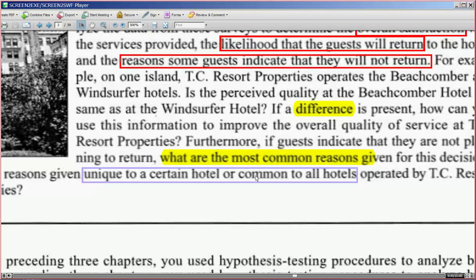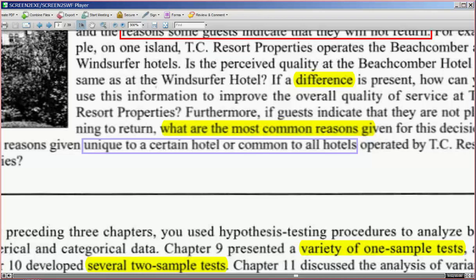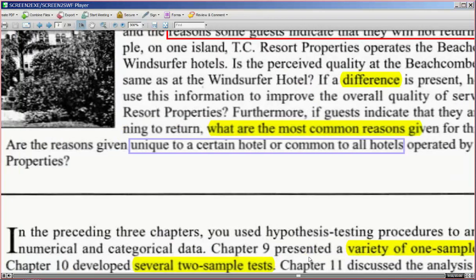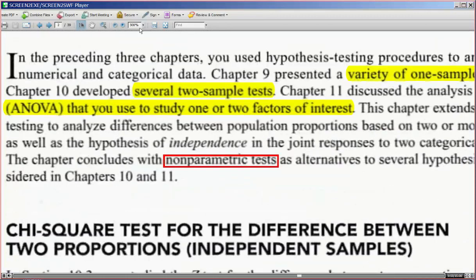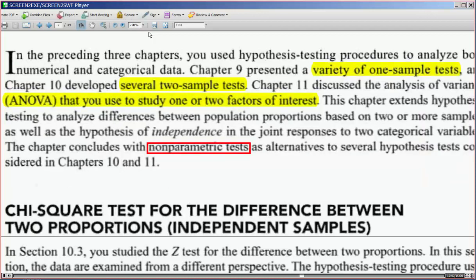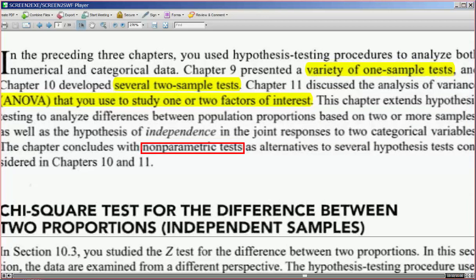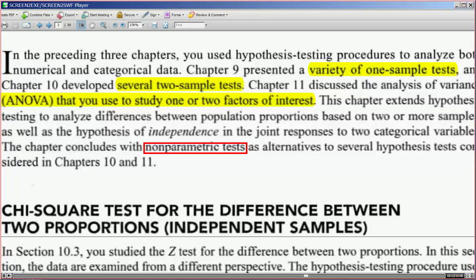Okay. Unique to certain hotel or common to all hotels operated by TC Resort Properties. Okay. In the preceding chapters, plural, in the preceding chapters, you used hypothesis testing procedures to analyze both numerical and categorical data. Very good point. Here we'll be using a lot of categorical data.